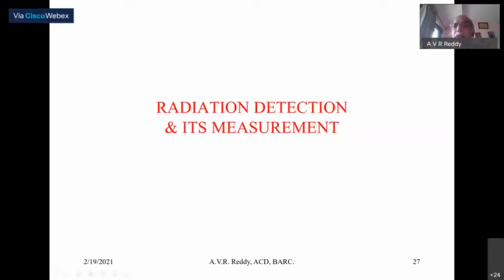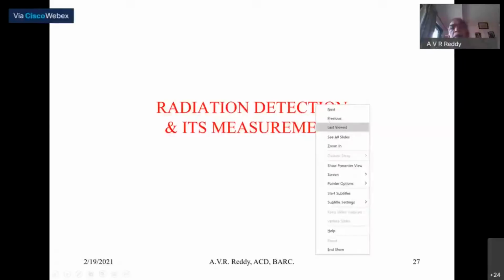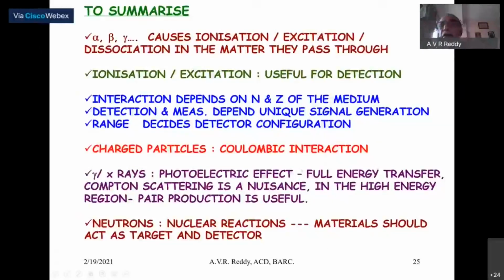Yes, that is the starting point for today's lecture. If you recollect, or if you have opened your PowerPoint or your notes, we have discussed that alpha, beta, gamma radiations are called ionizing radiations because they cause ionization and excitation while going through the matter. They also cause dissociation, which is not that useful for radiation detection. And interaction depends on the number density of the atoms and atomic number.